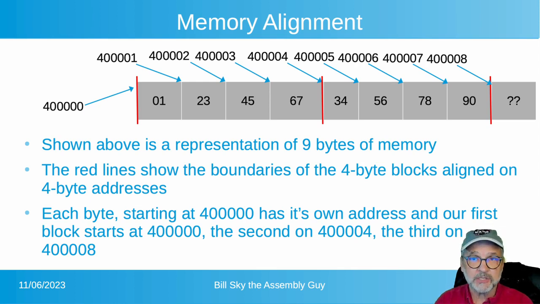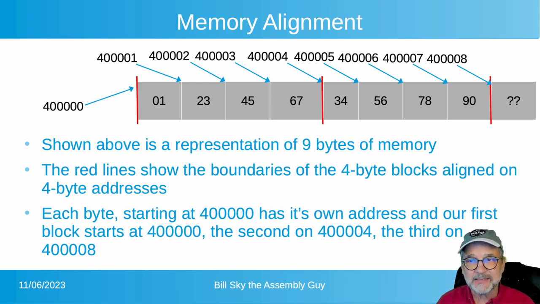The second block starts at 400,004 and goes through 400,008. That's our second block. And those are basically, are those words? No, the 4 bytes, yeah, those are 32-bit words, double words, I should say, right? So on a 32-bit system, that would be the blocks, 8, 16, 24, 32. Each byte is 8 bits. So the red lines show these boundaries of the 4-byte blocks, and each byte starting at 400,000 has its own address. And that's something to remember too.